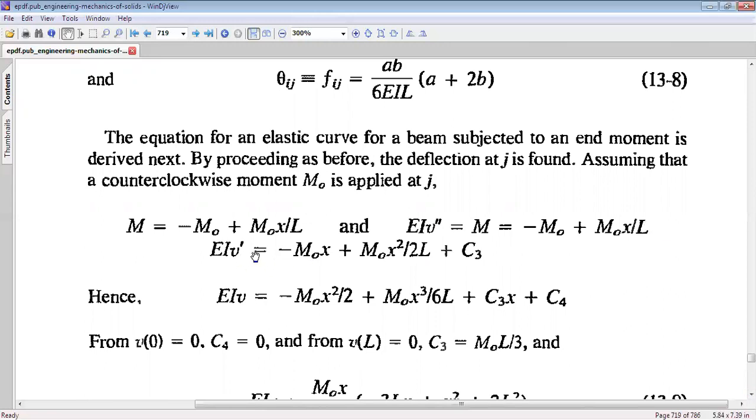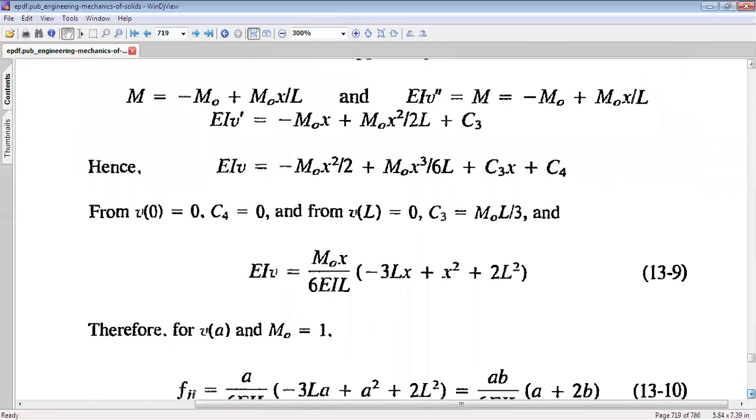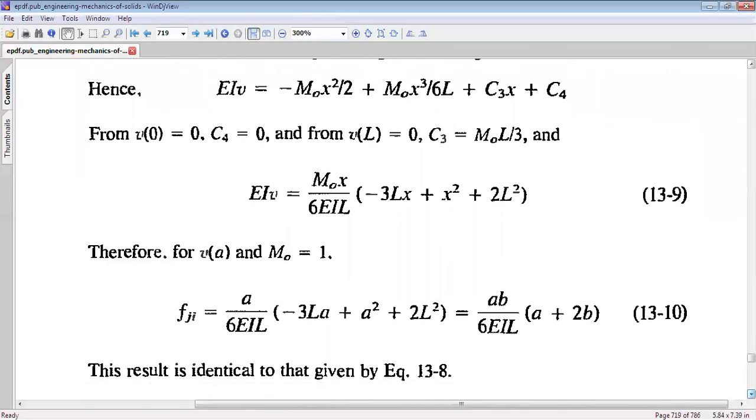So integrate it and we get the expression of v, and we can see that this fji comes out to be equal to ab divided by 6EIL bracket start a plus 2b bracket close. So this result is identical to what we had derived in equation 13.8.